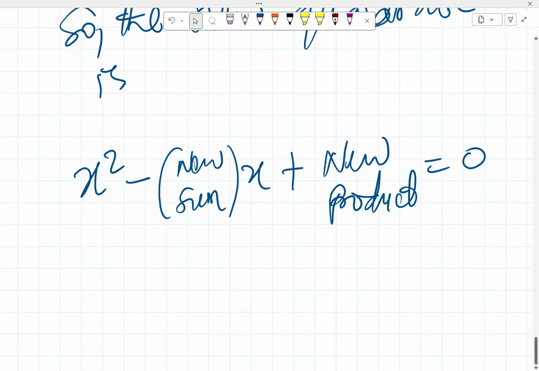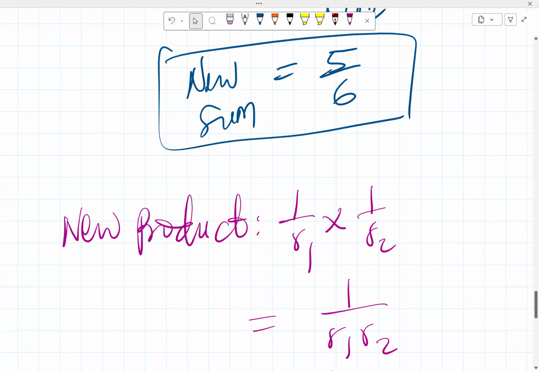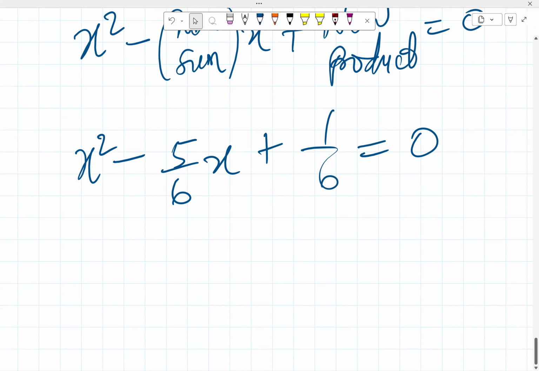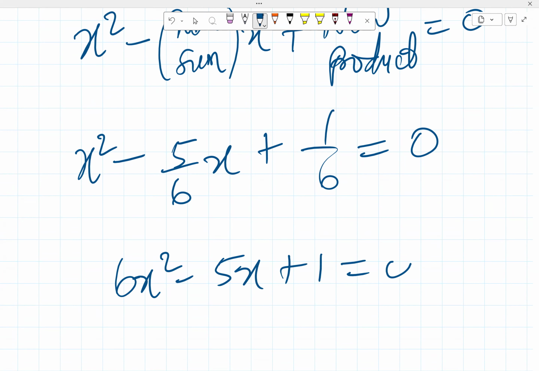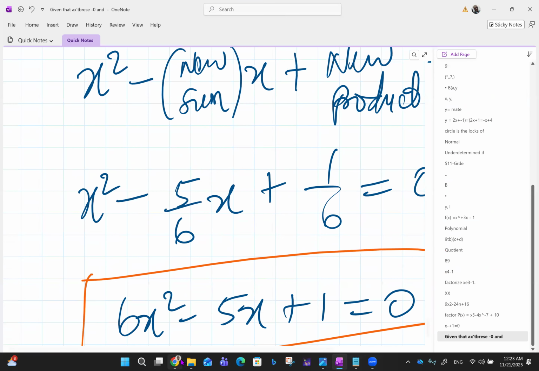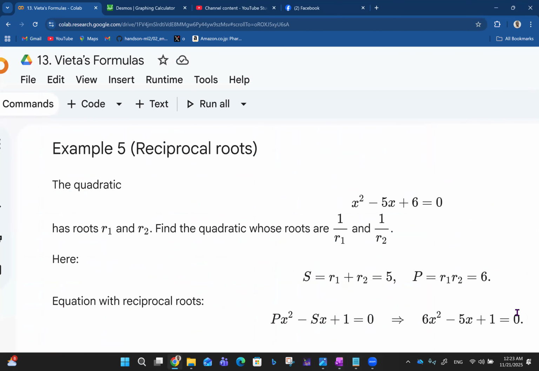So what that means is that we have x squared minus the new sum, like we got, which is 5 over 6, so we have 5 over 6 x, plus the new product, which is 1 over 6, and that is equal to 0. To make things tidy, we can multiply through by 6. So we have 6x squared minus 5x plus 1 equals 0. So this is the new quadratic whose roots are 1 over R1 and 1 over R2, easily. So that's why we have this right here.